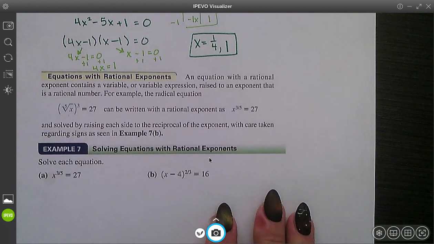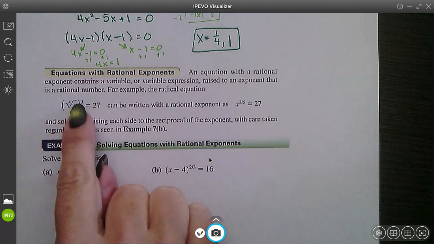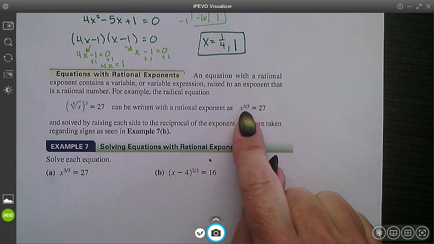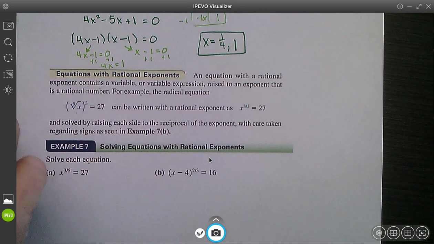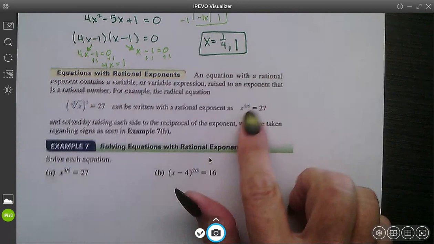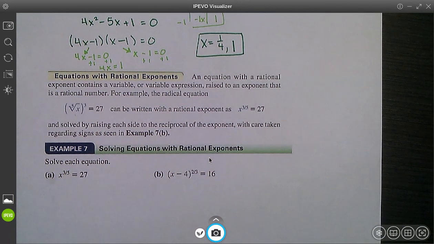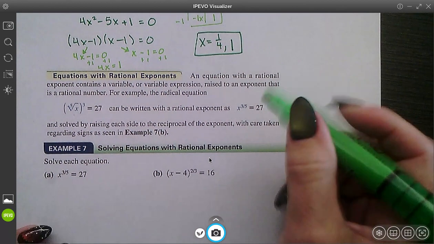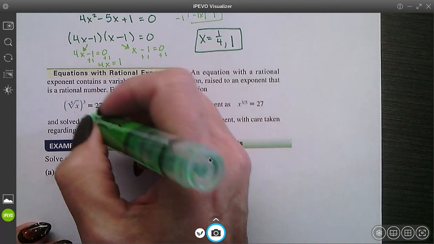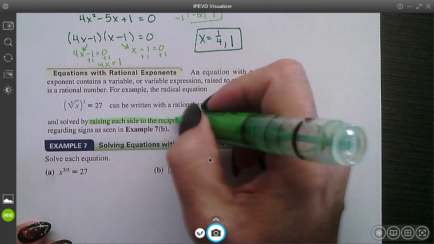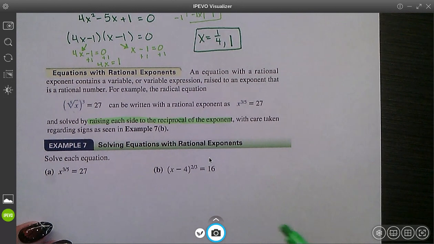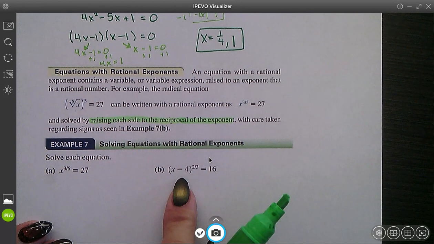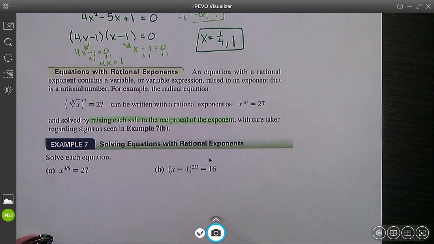Now, when we have an equation with a rational exponent, so that's written like this, x to the 3/5 equals 27, that really means that we had a radical, but there's actually a quick workaround. All you're going to do when you have a rational exponent is raise each side to the reciprocal of the exponent. Be careful with signs, as seen in 7b. So we're going to be careful with signs on this one.